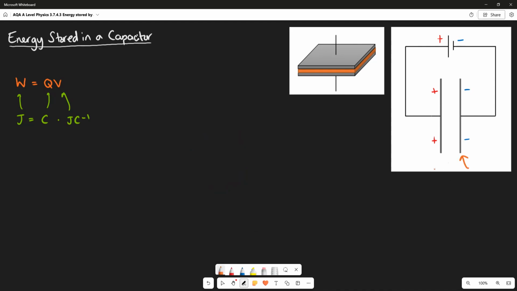Now that these plates already have a small buildup of charge, it is slightly harder for the electrons to flow and for new electrons to arrive at those plates because of the repulsive effect of the electrons that are already there. And this is true for the buildup of charge on the positive plate as well.